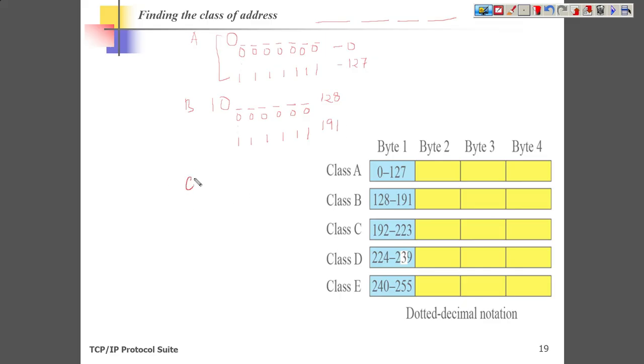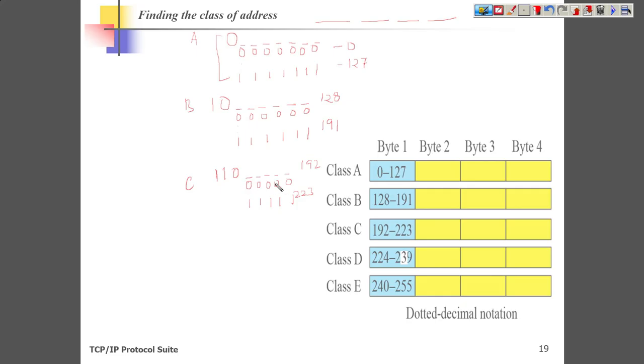Let's look at this class C distribution. We have 1, 1, 0, so 3 bits are set. The remaining 1, 2, 3, 4, 5 bits can make all possible combinations. We can start with all 0 and go up to all 1, and this will be 192 to 223.